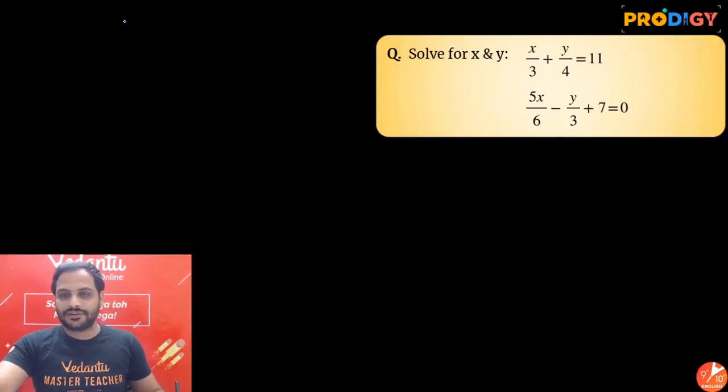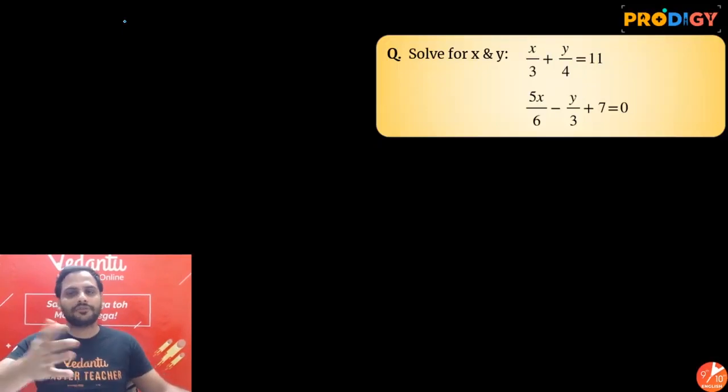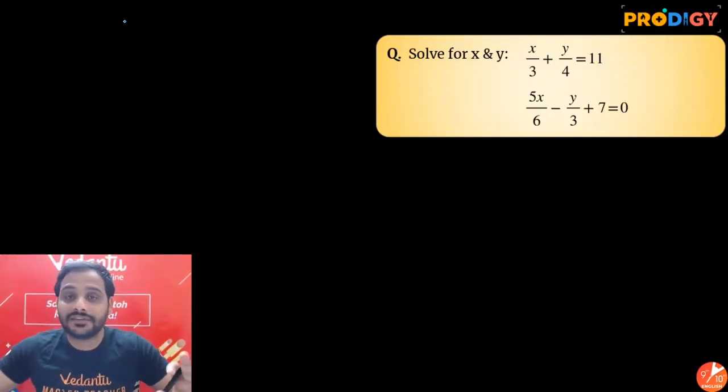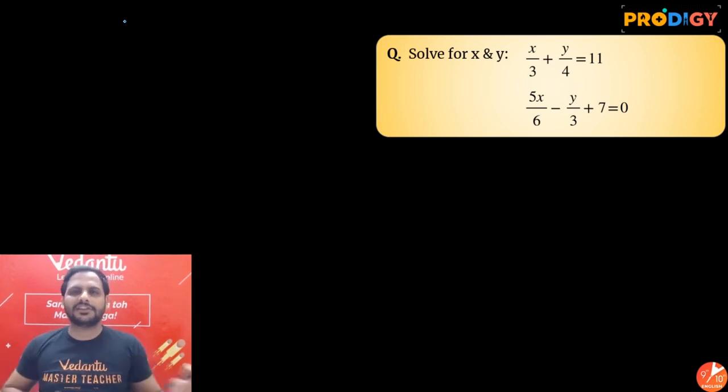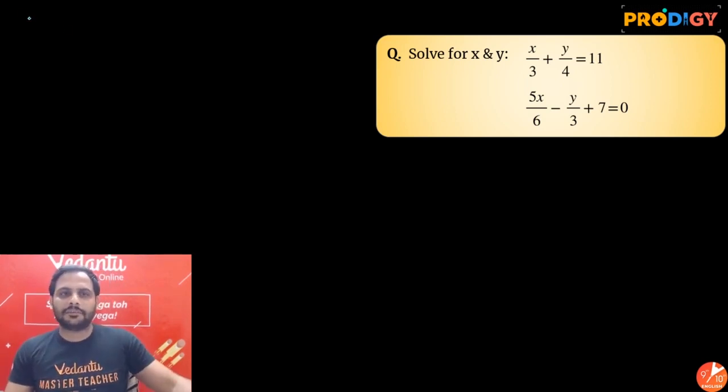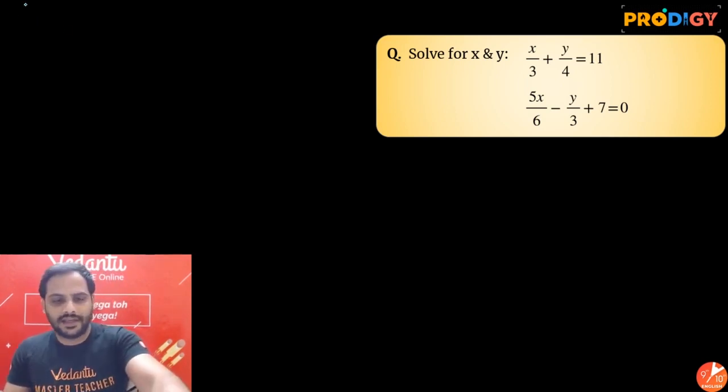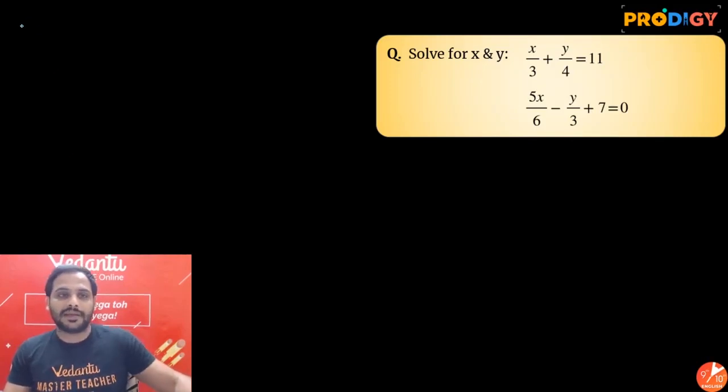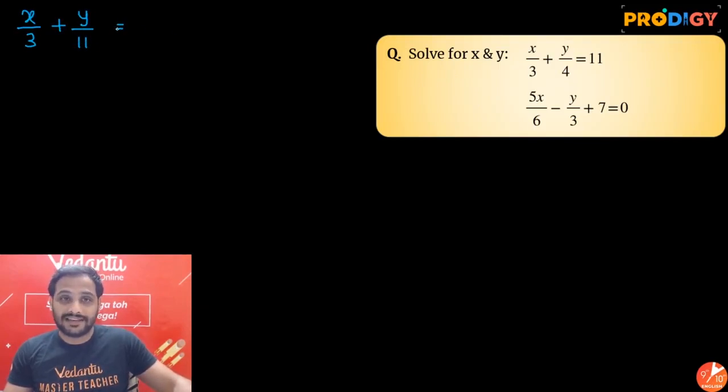All right, chalo, let's go for the next question. Solve for x and y. Now again, since it is not mentioned which method to be used, you can use any of those algebraic methods: elimination, substitution, cross multiplication, anything you like. So for example, let's say, guys, the equation which we have over here is x by 3 plus y by 4 is equal to 11.